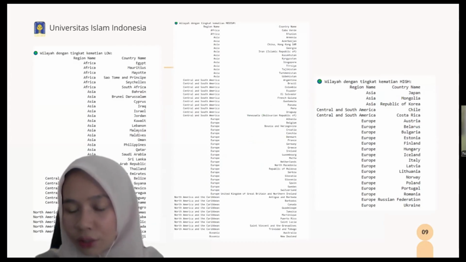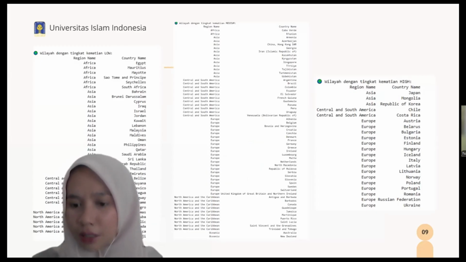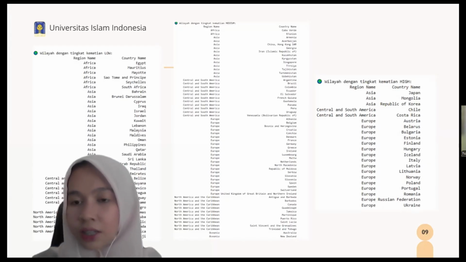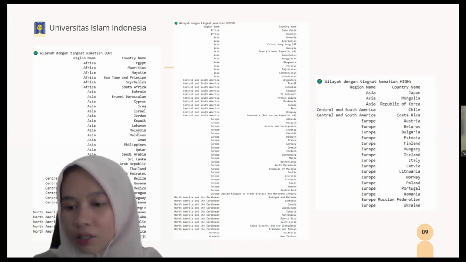The low cluster countries have low mortality, possibly due to strong health systems, better health access, or lower disease burdens. The medium cluster countries have moderate mortality, likely from transitional health conditions or varying resources. And the high cluster countries have significantly high mortality, which indicates serious health challenges that need focused attention and intervention.